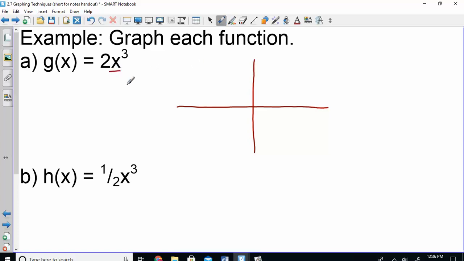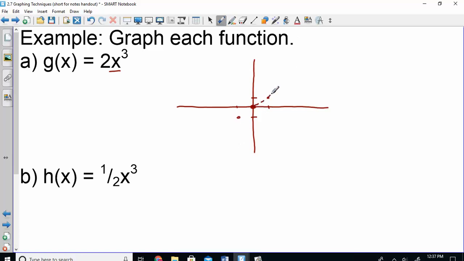So if I want 3 exact points on x cubed, we can just kind of do that t-chart but in our head. We don't have to write it down. So 0 cubed is 0. 1 cubed, negative 1 cubed. So what's this one look like? Kind of like that chair.